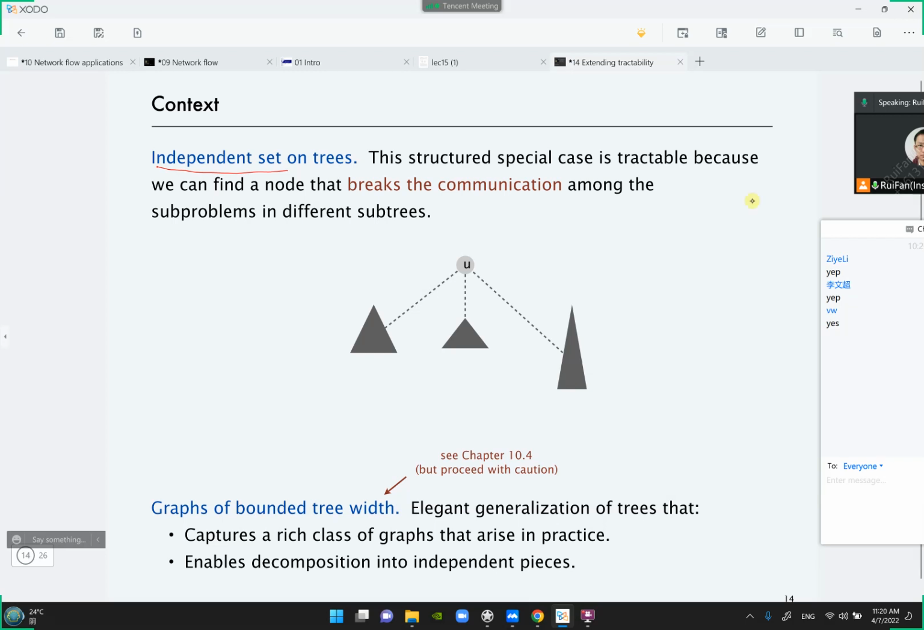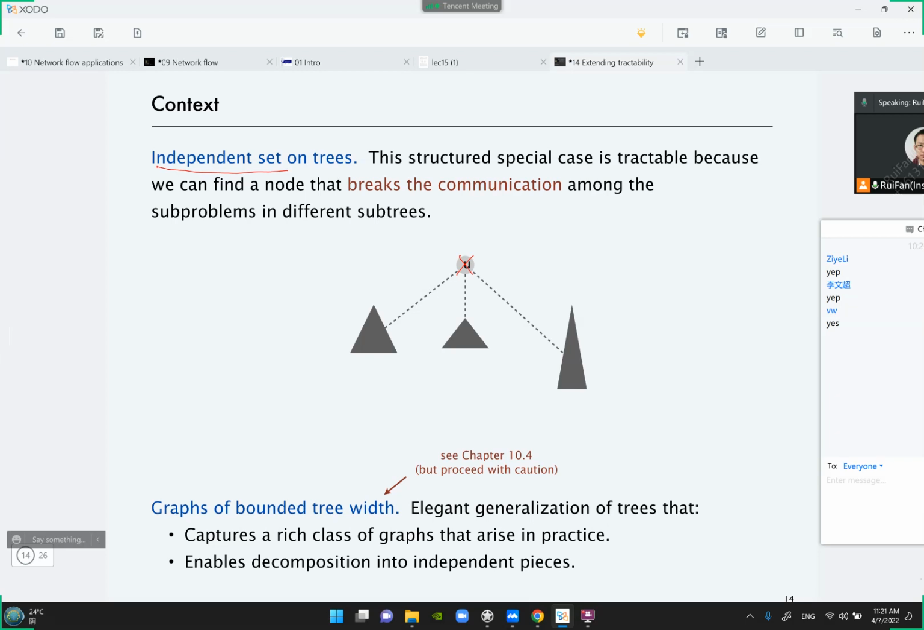as soon as you root this tree, you can start talking about these subtrees, right? So for example, suppose U here is the root. Then that breaks the tree into a bunch of subtrees. And what we know about these subtrees is that there are no edges between them, because it's a tree, right? In fact, the only way to get from one subtree to another is through this node U. So suppose you take this node U out.